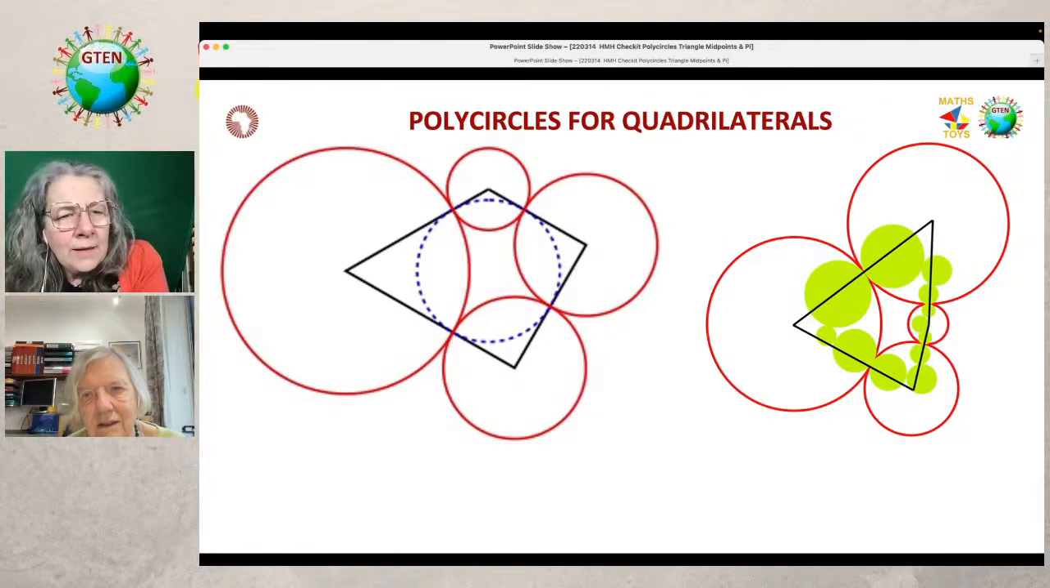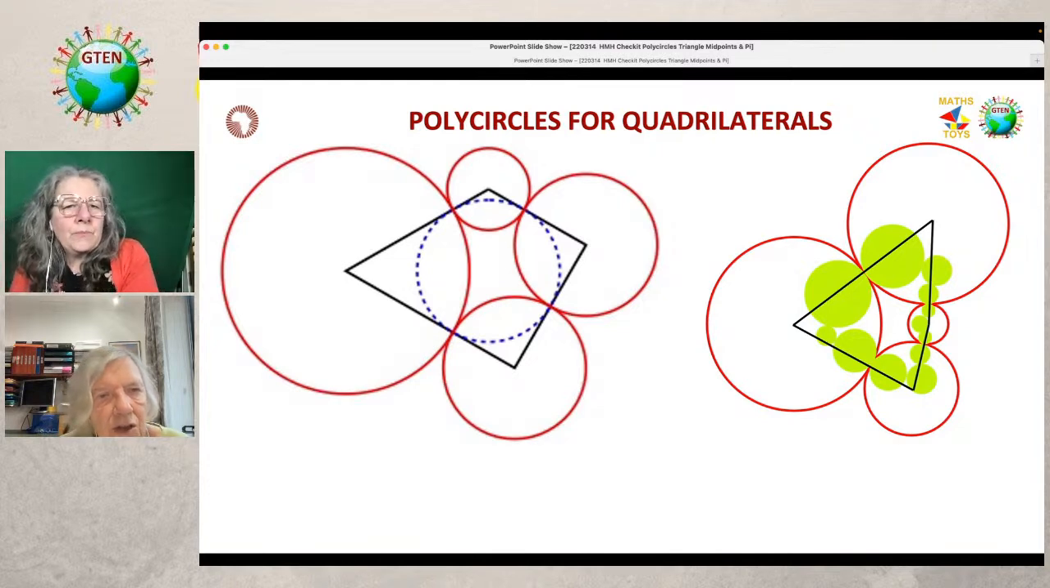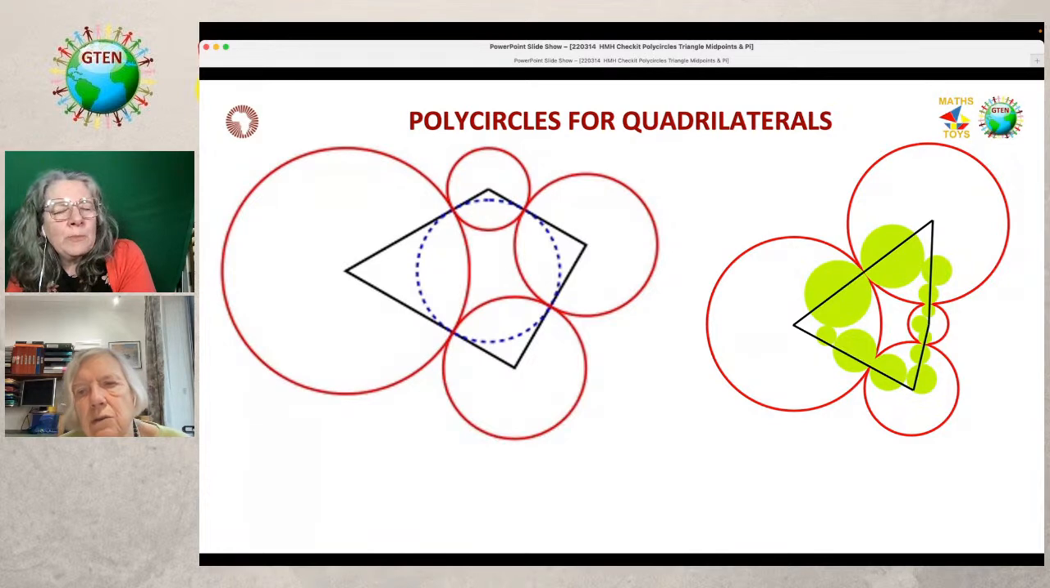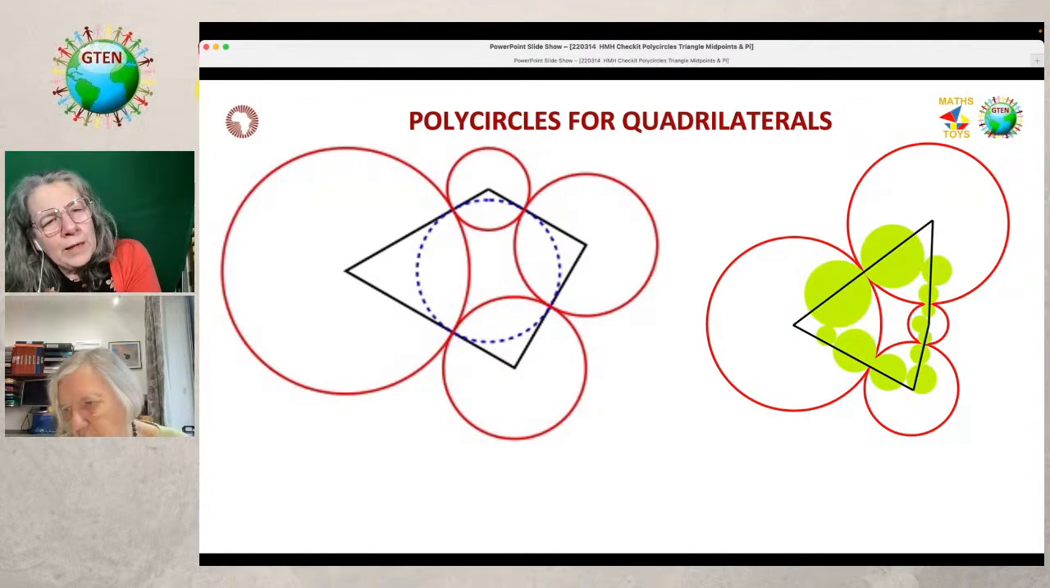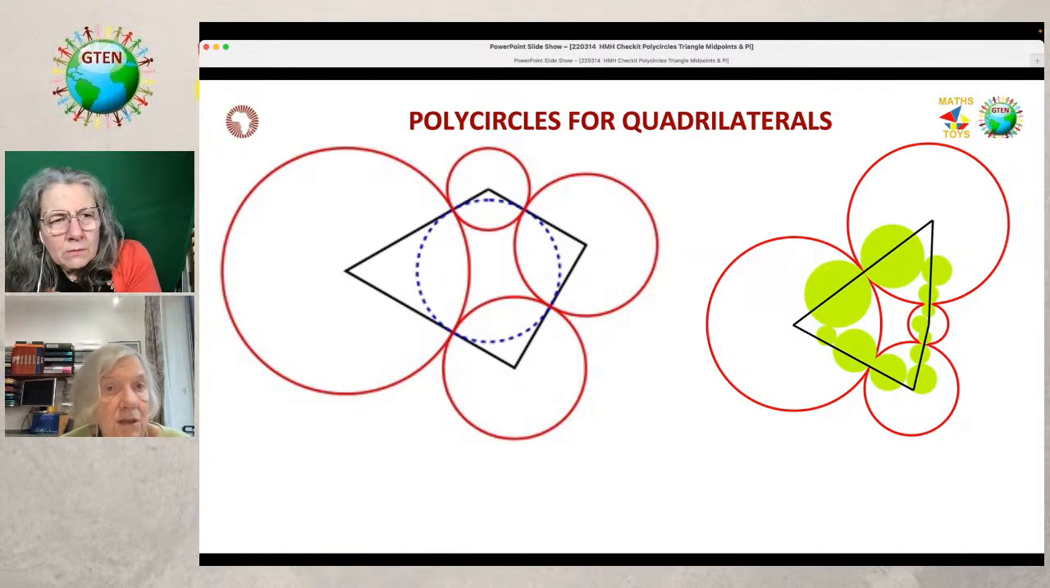The points where they're touching, the tangents of that circle, they're not the midpoints of those edges of those polygons. And even on the left, the blue circle doesn't touch any of the edges at the midpoint. So I suppose for a regular polygon, it would, I'm guessing. Yes, it would if it was regular.